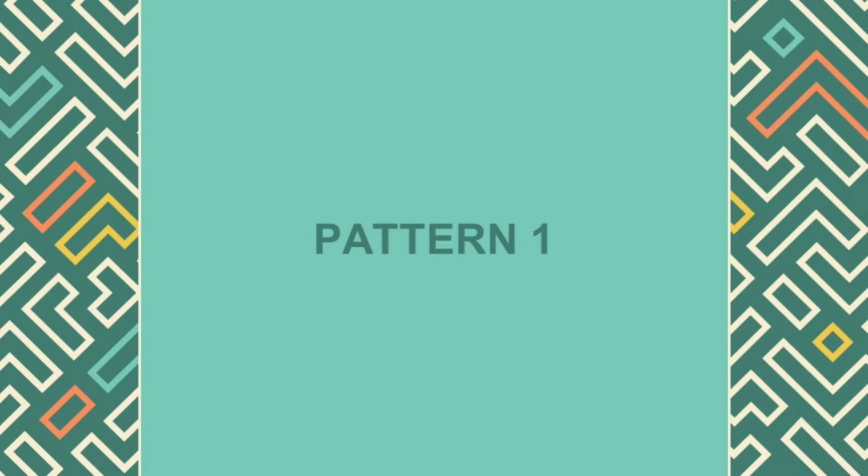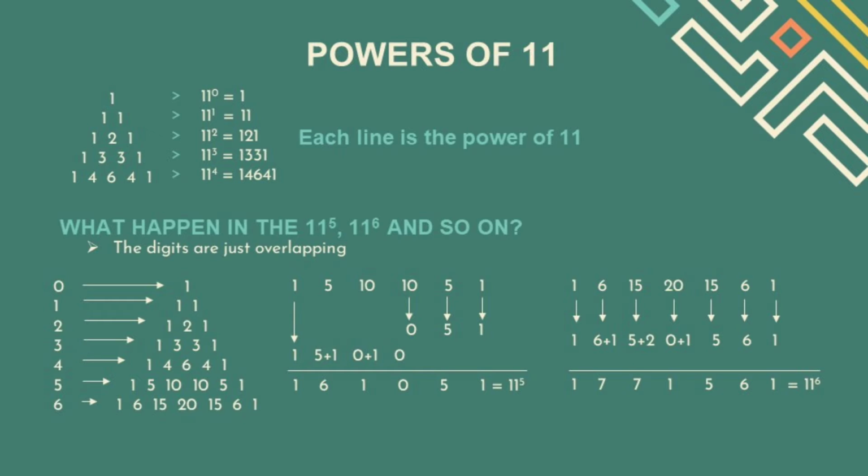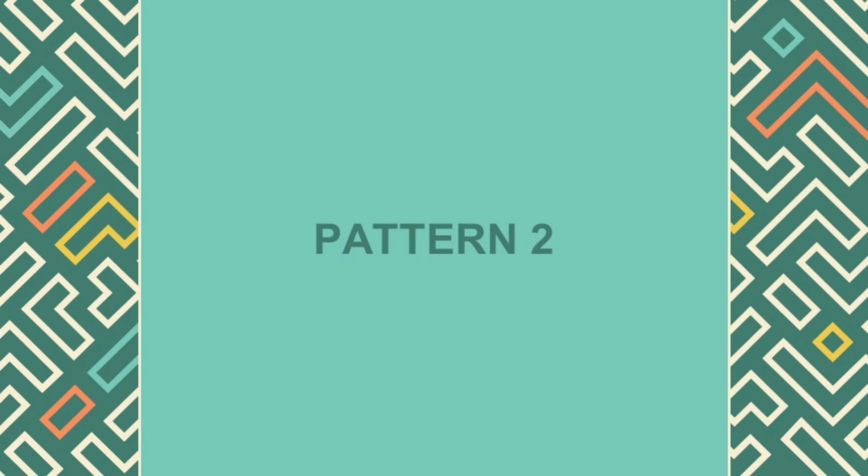Pattern number 1. We have the powers of 11 pattern. The numbers in each row form the digits of every nth power of 11, starting with n equals 0 at the top row. So for the first row, we have 11 raised to 0 equals 1. Then 11 raised to 1 equals 11. Next is 11 squared equals 121. Then 11 cubed equals 1331. And 11 raised to 4 equals 14,641, and so on.